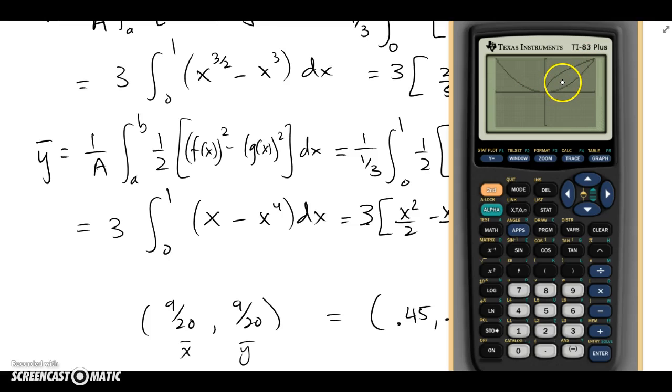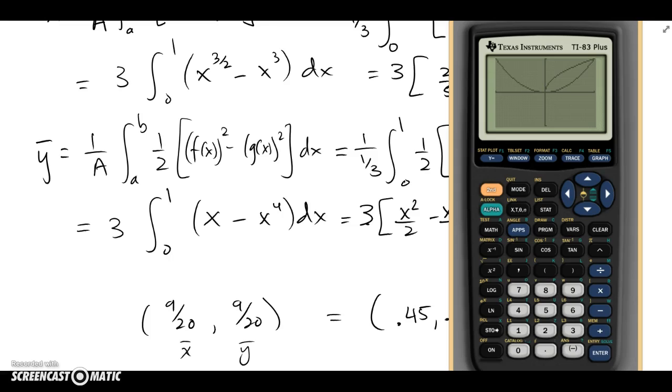And it looks like it's 0.45, and that also makes sense because this seems bottom left heavy rather than top right heavy. So instead of right smack in the middle at a half, it's a little bit more towards 0.45, 0.45. So things are making perfect sense by looking at the graph. Due to symmetry, the x and the y coordinate have to be the same here.